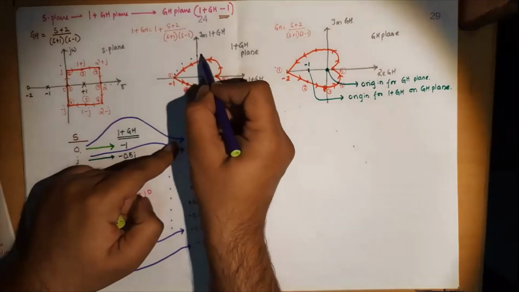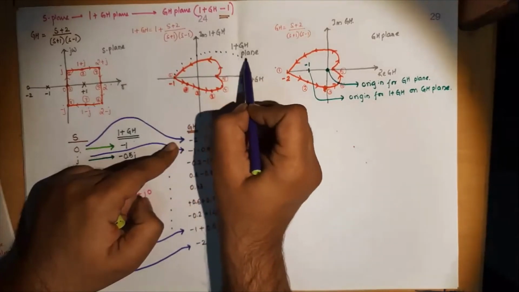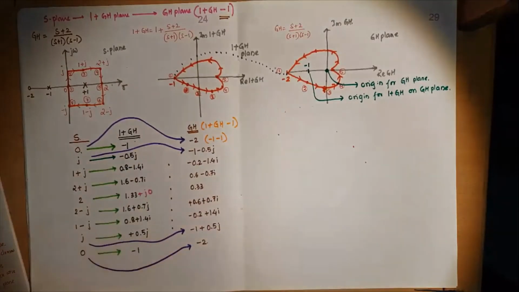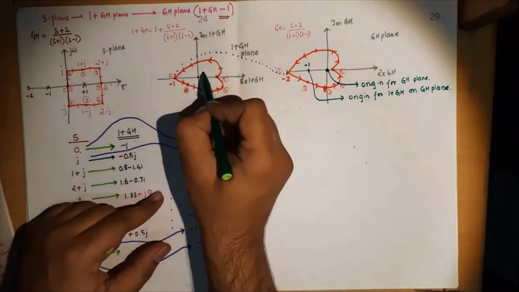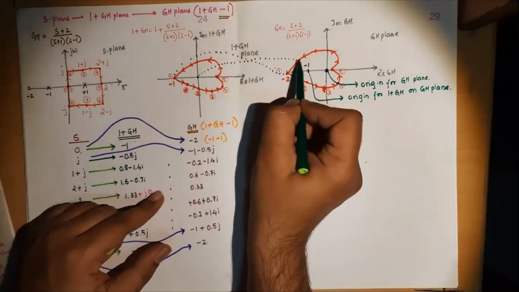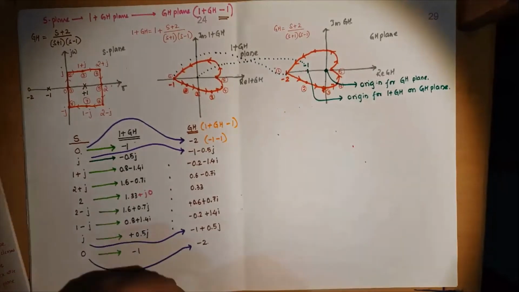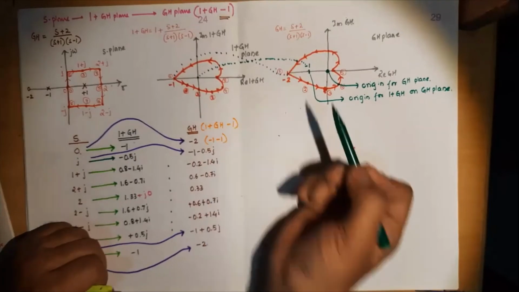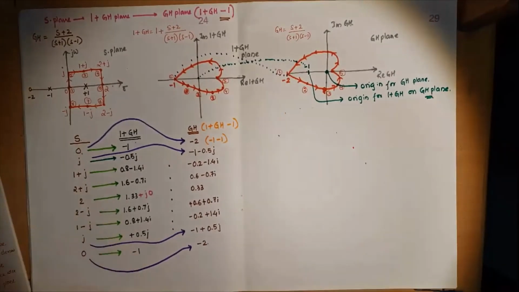Why? Because see, the first point of 1 plus GH has been mapped to minus 2. So minus 1 has been mapped to minus 2 because you subtract it with minus 1. Therefore, this origin will obviously map to minus 1 on the GH plane. Okay, and this minus 1, I will say it as origin for 1 plus GH on the GH plane, or shifted origin of 1 plus GH on GH plane. Both are correct. I hope everyone is getting this point. Anybody has any queries?